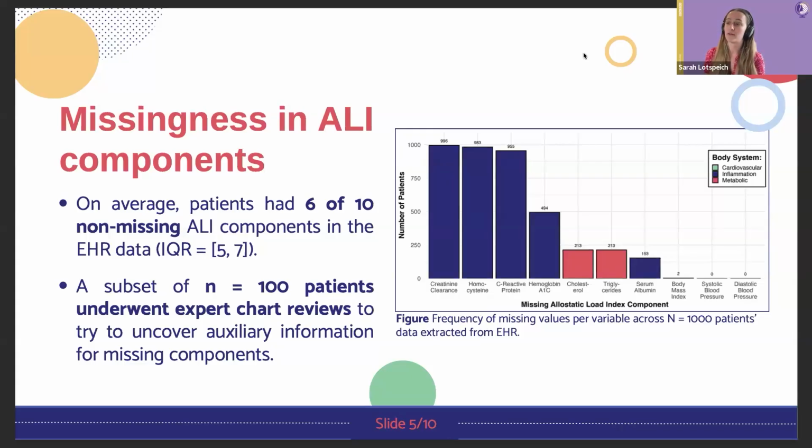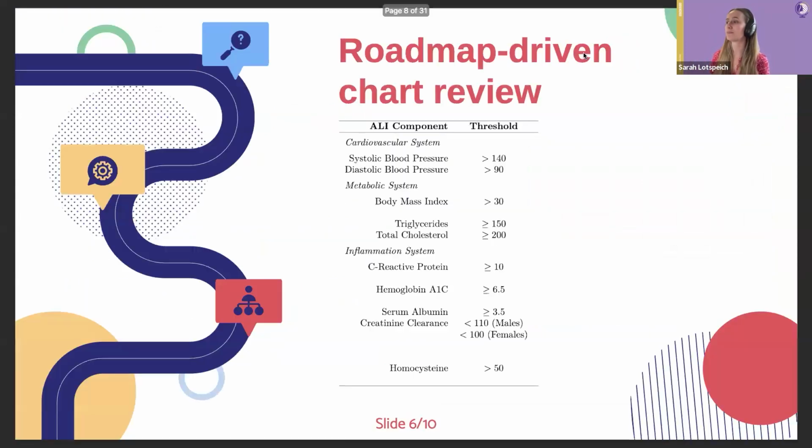And so a subset of our original study, 100 out of 1,000, were chosen to undergo additional expert chart reviews by clinical research trainees. And our thought with this was, could we use the chart reviews to double check the integrity of the non-missing values and also take advantage of some additional information in the electronic chart to try to uncover some auxiliary information for these missing components?